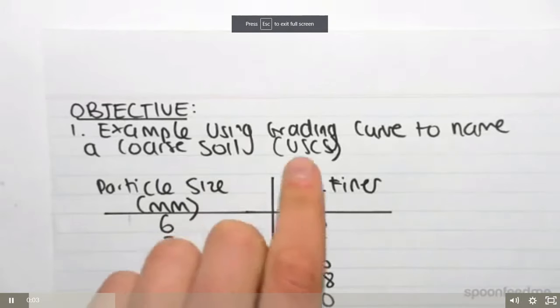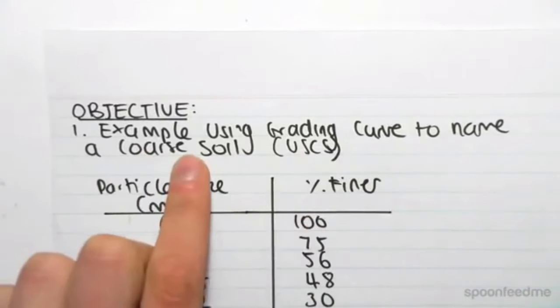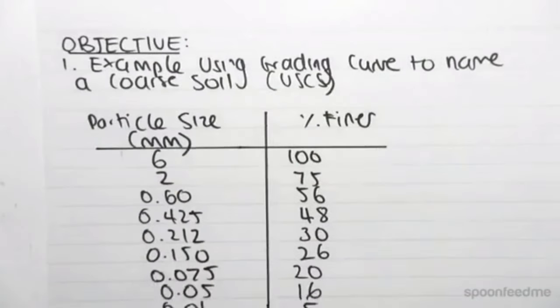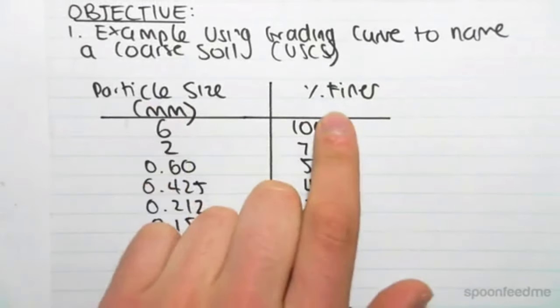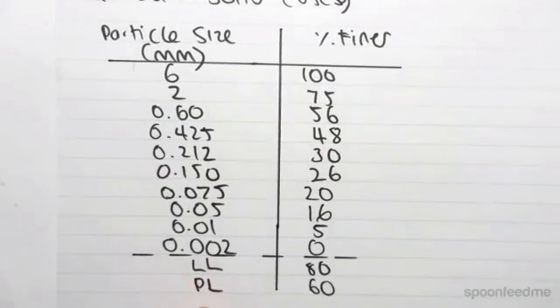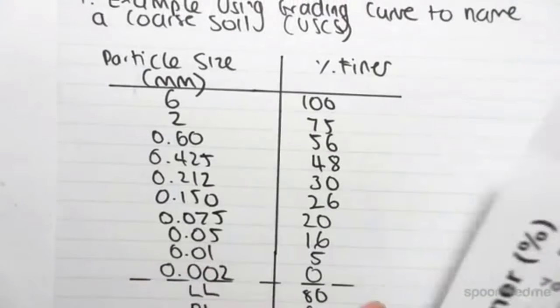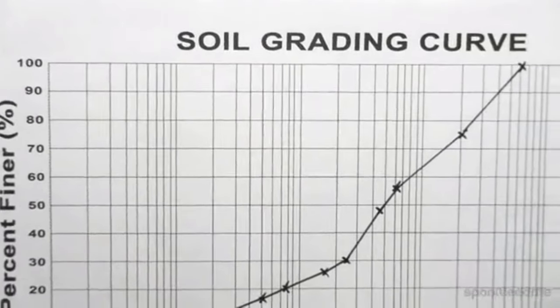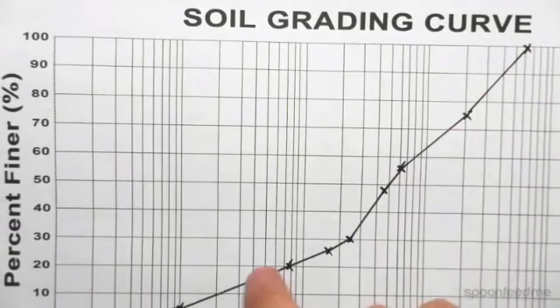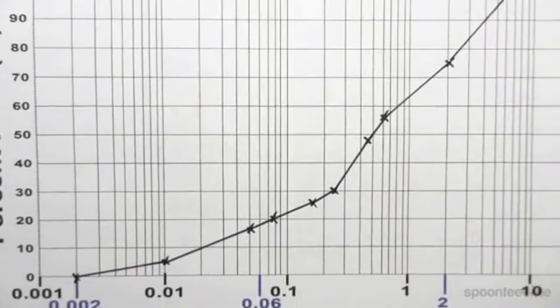Another example using a grading curve to name a coarse soil under the unified soil classification system. So once again, we've got particle size against percent finer. We've also got the liquid limit and the plastic limit, and all this information will allow us to draw a soil grading curve where we just plot the corresponding points and join them up. So here would be our grading curve.